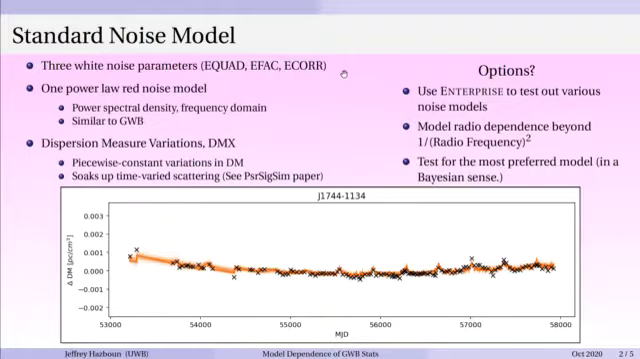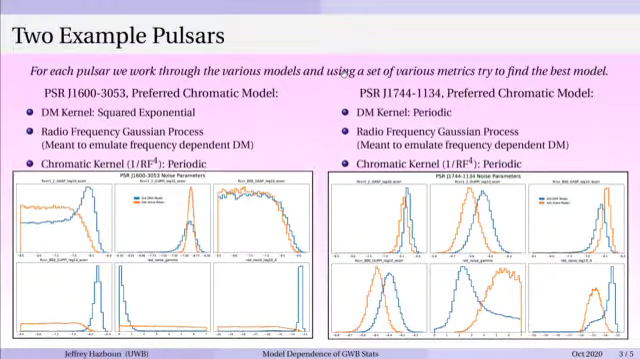So there's a few different motivations for this, and I'll show you the results, which I think are motivation enough in some sense. We use Enterprise, our standard analysis code. It allows us to try a bunch of different noise models. We can model various radio frequency dependent effects. So the DM is 1 over frequency squared, and we can also test for higher order terms, and we can test for the most preferred model in a Bayesian sense through this hypermodel framework that we use.